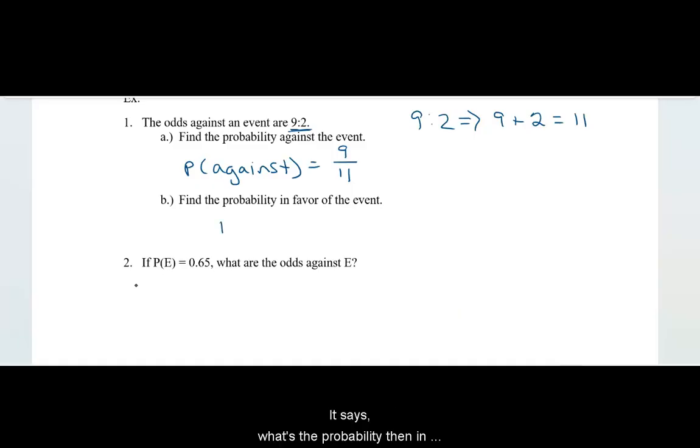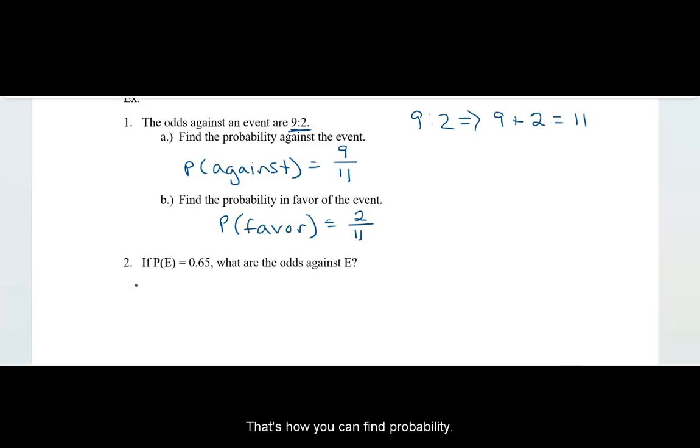Here it says, what's the probability then in favor of the event? Well, if the odds against was 9 to 2, then in favor it would have been the 2. And then it will be out of 11. That's how you can find probability. So if you know the probability, you can find the odds. If you know the odds, you can find the probability.